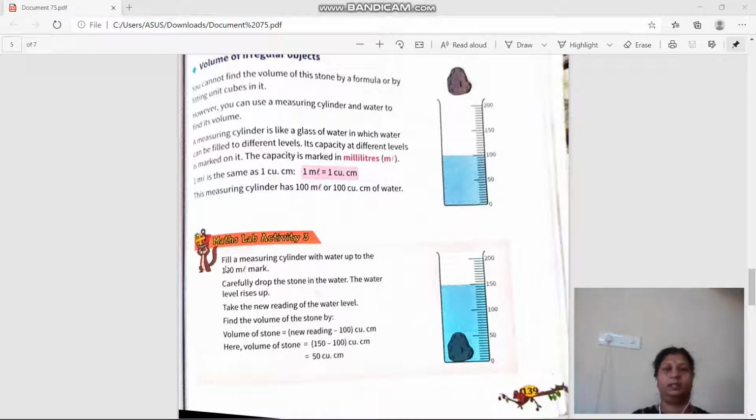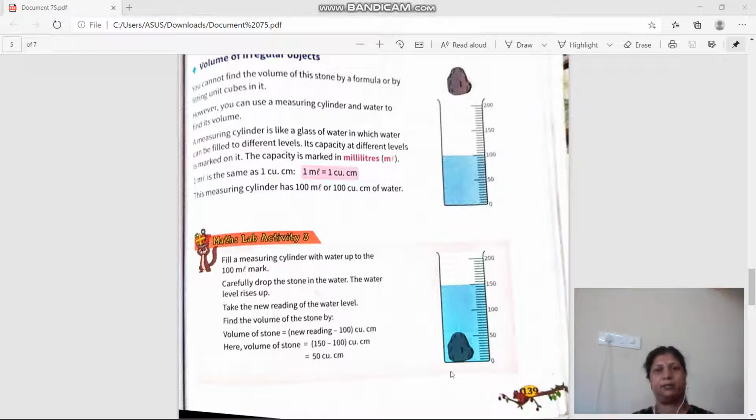So see here, fill the measuring glass, a cylinder, up to the 100 ml mark. Carefully drop the stone in the water. The water level rises. So take the new reading of the water level. Find the volume of the stone: volume of stone is equal to new reading minus 100. So this is the new reading and this is the 100 when we had not dropped the stone. So it is equal to 150 minus 100, we get 50 cubic centimeter.